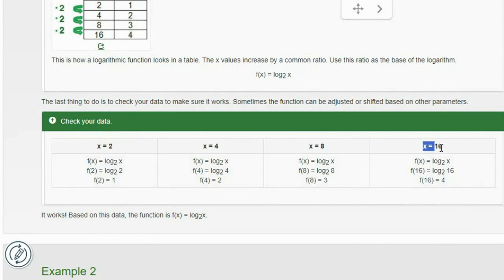When x is 16, that's 2 raised to what power equals 16? That's 2 to the fourth power. 2 times 2 times 2 times 2, 4 2's multiplied together, you get 16. So it does check out. Based on the data, this is log base 2 of x.